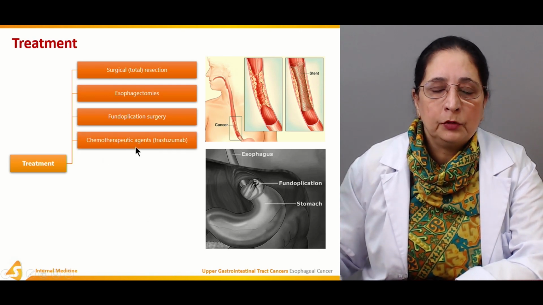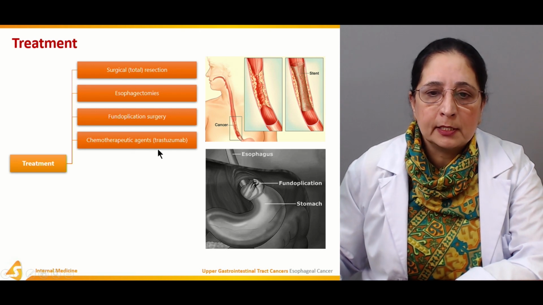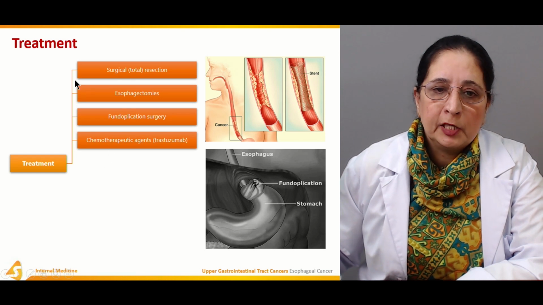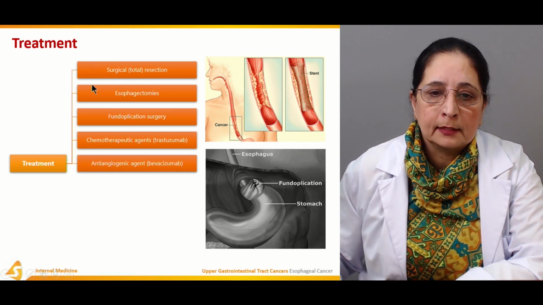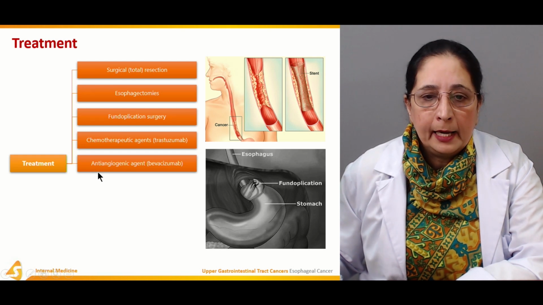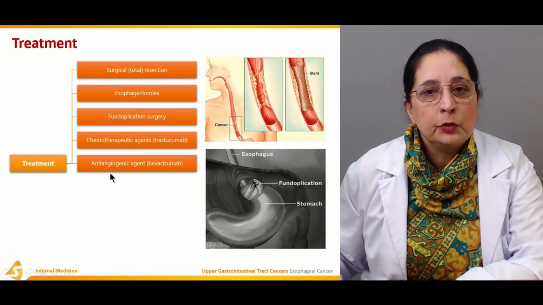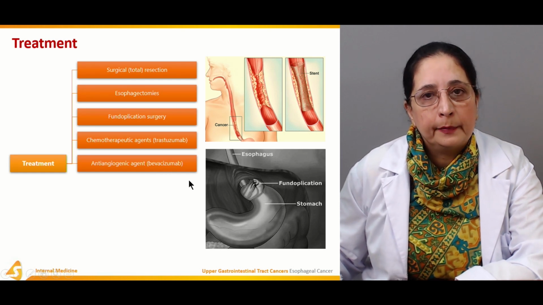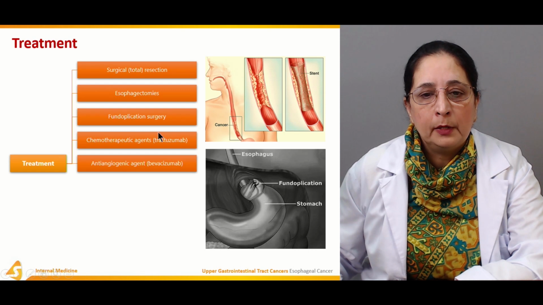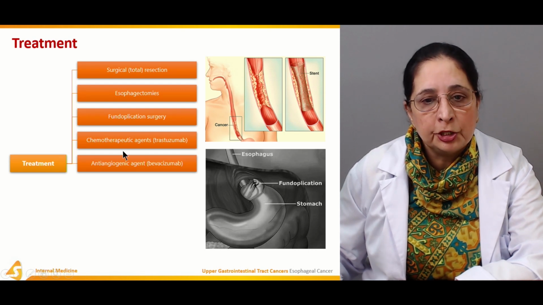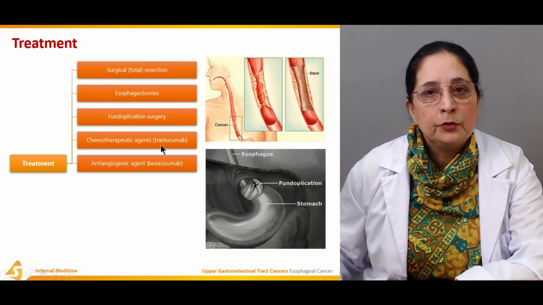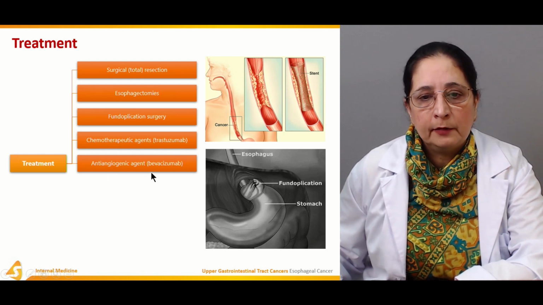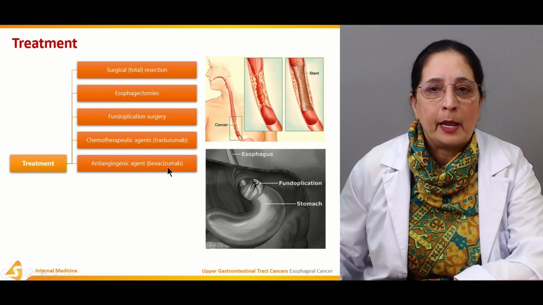Then we have chemotherapeutic agents like trastuzumab, which is used for the treatment of esophageal cancer. Also an anti-angiogenic agent like bevacizumab. So these are two very commonly used drugs. The chemotherapeutic agent is trastuzumab, and the anti-angiogenic agent is bevacizumab.